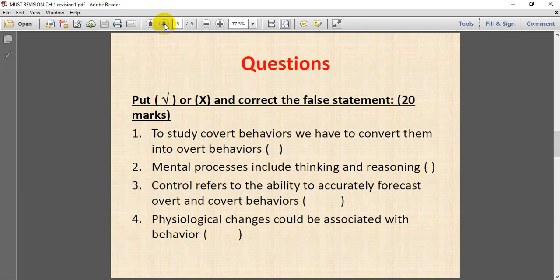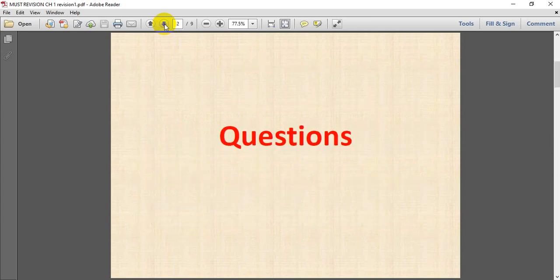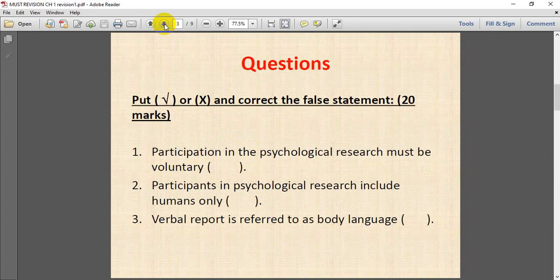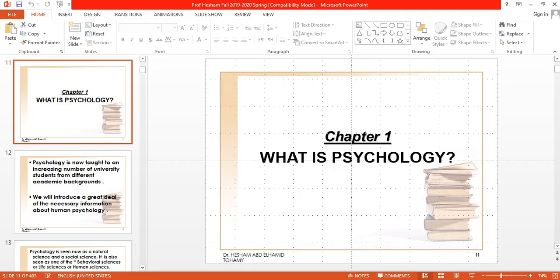Now, I would like to answer all of these questions with you, and you can give yourself a grade. Question number one: participation in psychological research must be voluntary. Now, I would like to go to the slide and try to find out the answer.